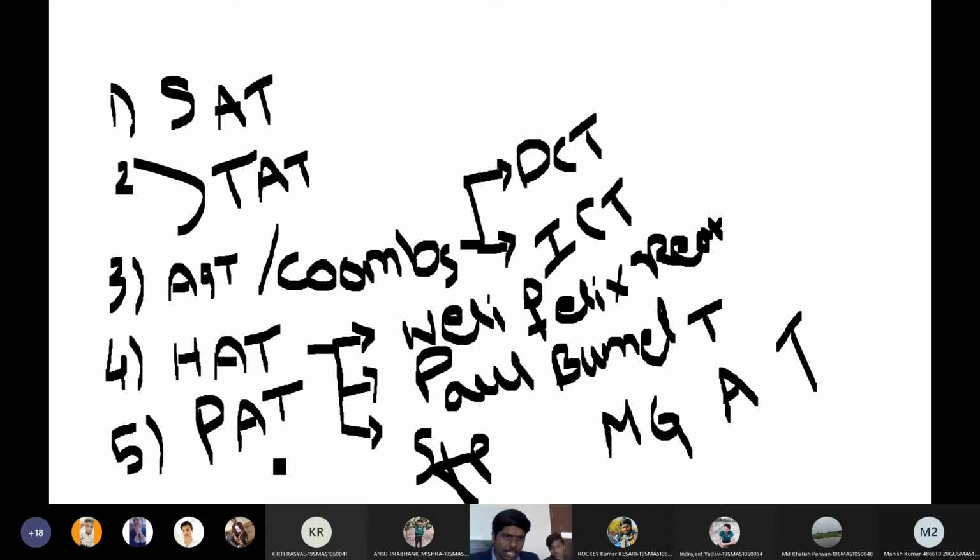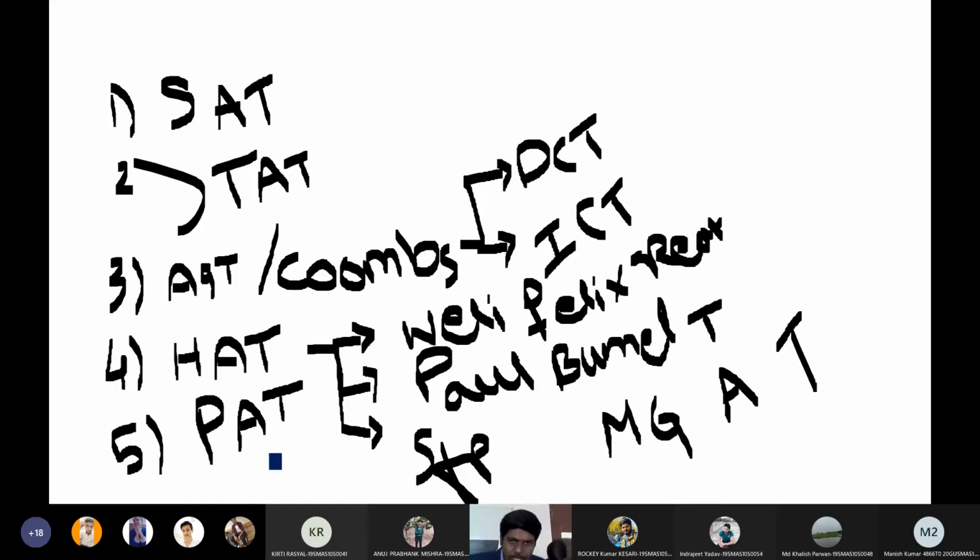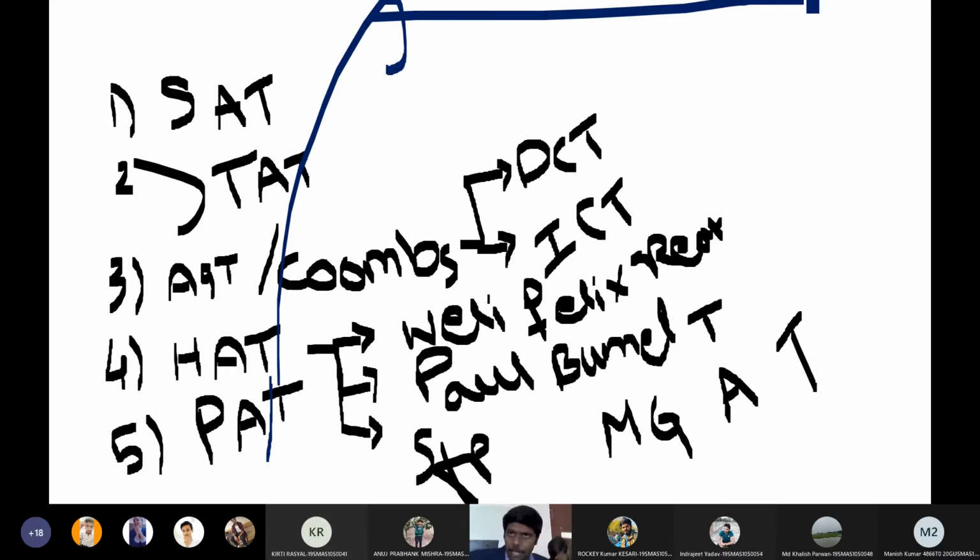Then coming to the passive agglutination test, I will use another color so it will be easy to see the difference. Passive agglutination tests are again of three types. I will write the three types on the top like this. The first one is the latex agglutination test.